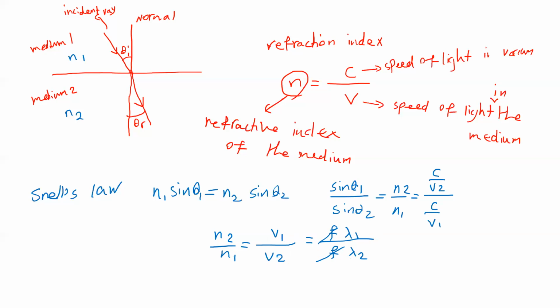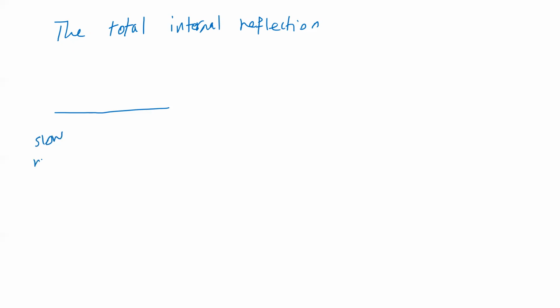The next thing that I like to discuss is total internal reflection. If the light travels from a slow medium to a fast medium, in this case, this one is a slow medium and this one is a fast medium. When I say a slow medium and a fast medium, I mean the speed of light here is slower than in this one. So if the light travels from a slow medium to a fast medium, what happens?